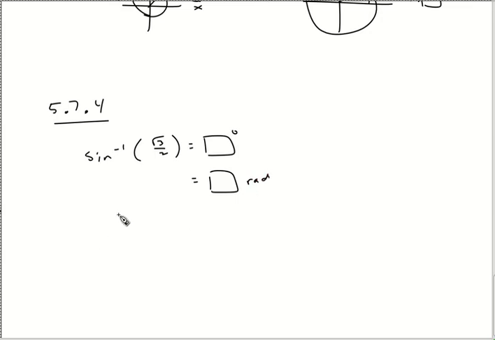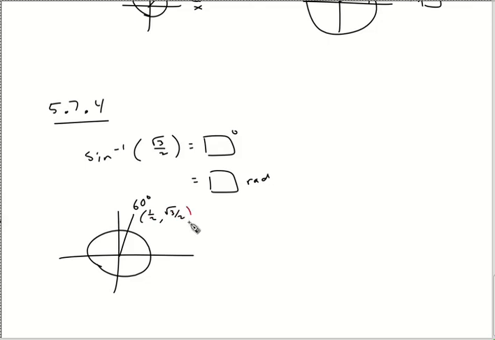Okay, so we just did this. This is easy stuff. I'm looking for the y value equal to square root 3 over 2, and I see it at 60 degrees. Sine is a y value, and I'm looking for the angle. The angle is 60 degrees. What's the radians? It's right there on the unit circle. It's pi over 3. And you're done. That's the end of the problem. Nothing else to do. Let's do another one.